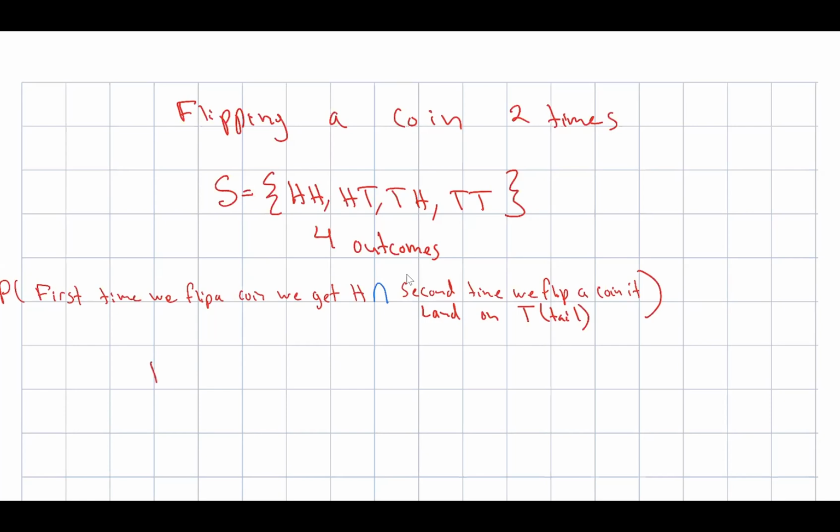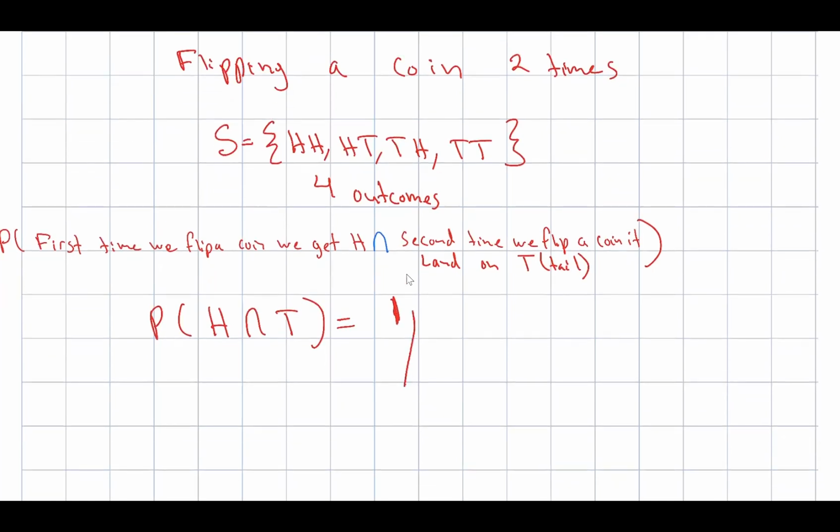So essentially what we just want to find is this. How many of those four outcomes give me where the first flip was head and the second flip was tail? Yeah, so 1 out of the 4. Cool. Everybody get how we got 1 out of 4?